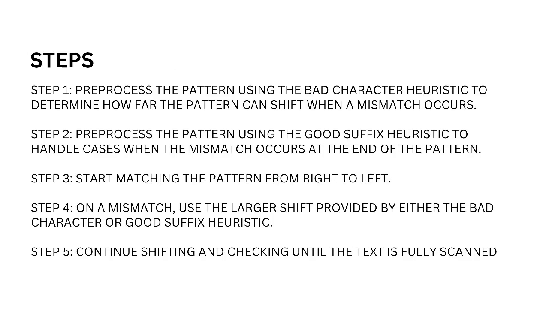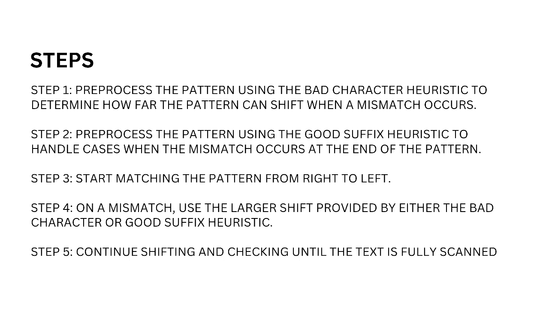It's completed in a simple 5-step process. The first one is to pre-process the pattern using the bad character heuristic to determine how far the pattern can shift when a mismatch occurs. Step 2, pre-process the pattern using the good suffix heuristic to handle cases when the mismatch occurs at the end of the pattern. Step 3 is to start matching the pattern from right to left. Step 4, on a mismatch, use the large shift provided by either the bad character or the good suffix heuristic. The last step is to continue shifting and checking until the text is fully scanned. So now we can look at the pseudocode.